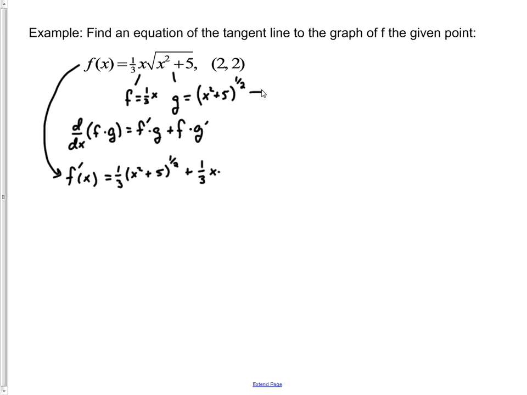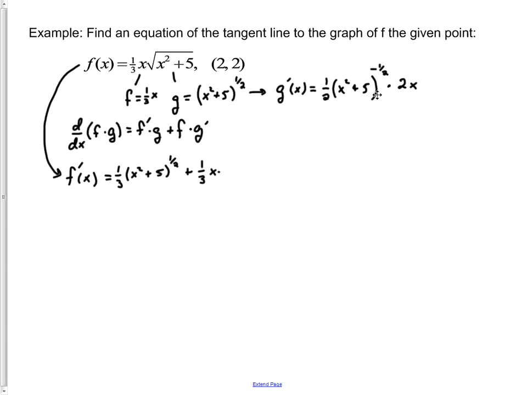So now we need to use our chain rule. So what is g prime of x? Well, in this case, g prime of x is going to be 1/2 times the inner function x squared plus 5 to the 1/2 minus 1, so that's negative 1/2 power, times the derivative of the inner function. In this case, that's 2x.